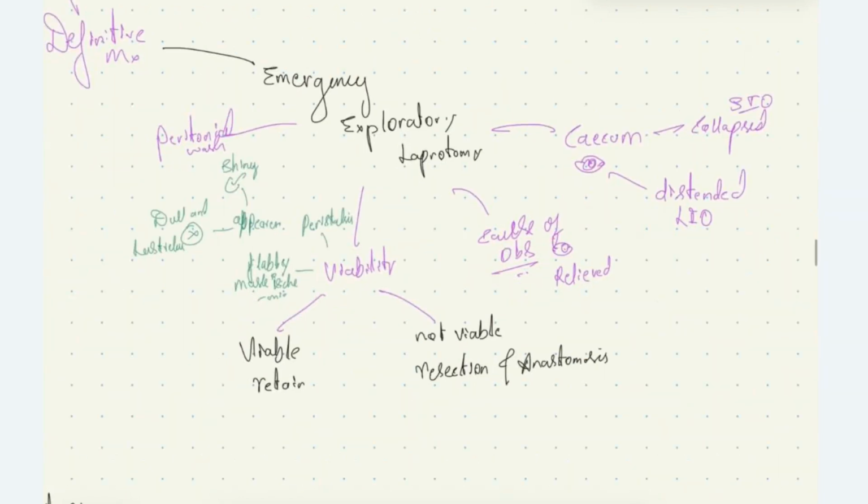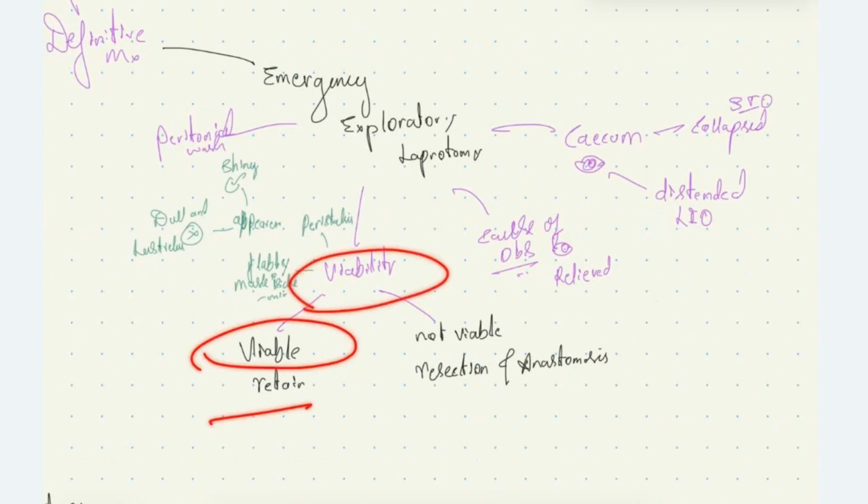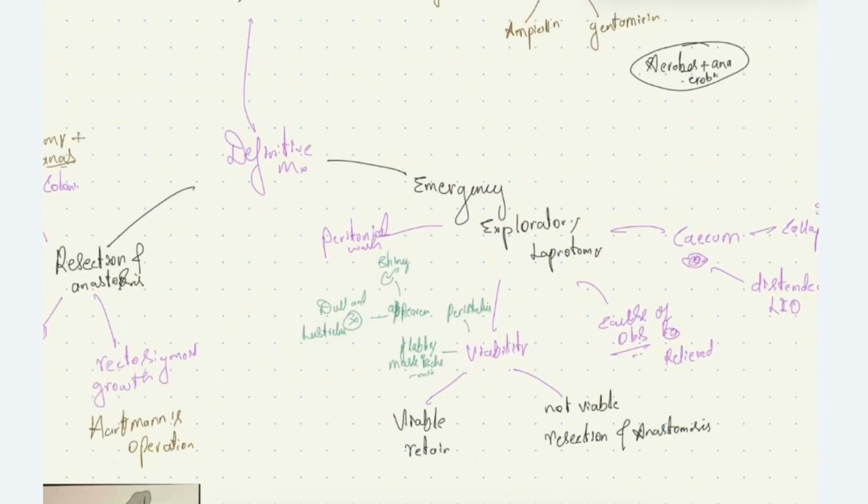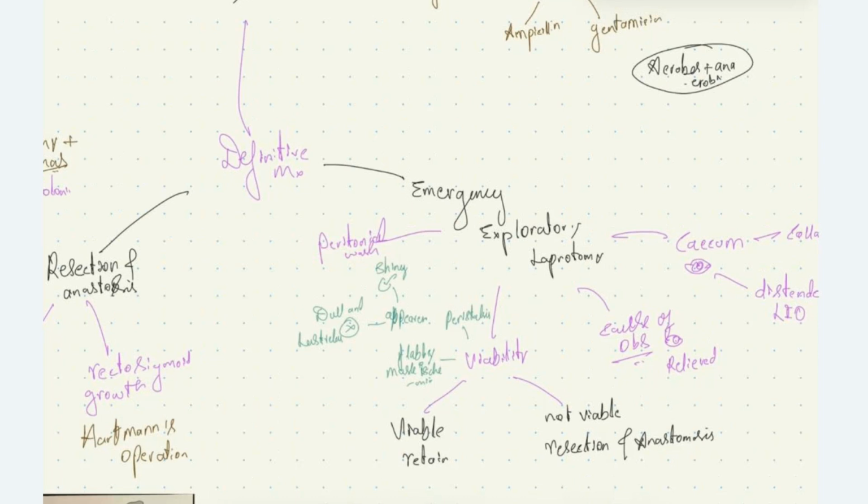And then we check for viability of the bowel. If the bowel is viable, we retain it, or if it's not viable, we perform resection and anastomosis. Following that, we perform peritoneal wash, and then we aspirate the fluid inside the peritoneal cavity, and then we close the bowel and close the abdomen layer by layer.